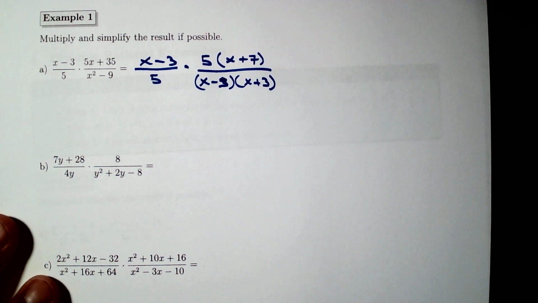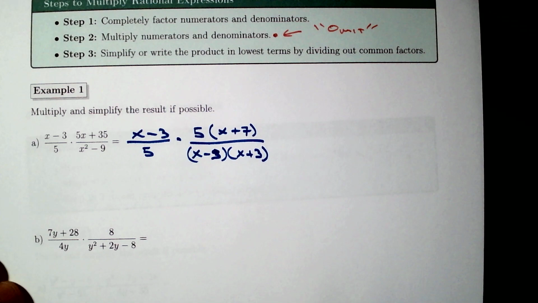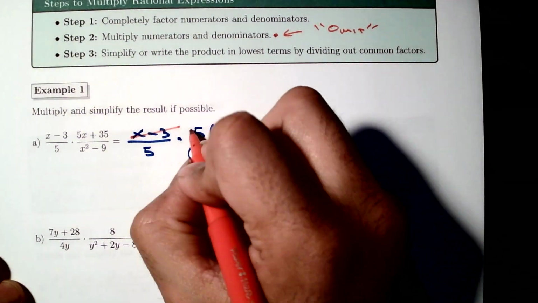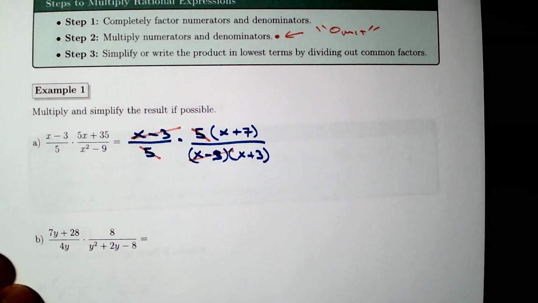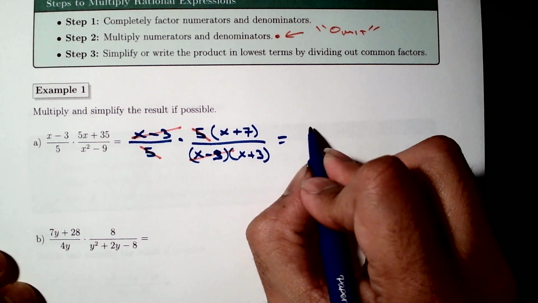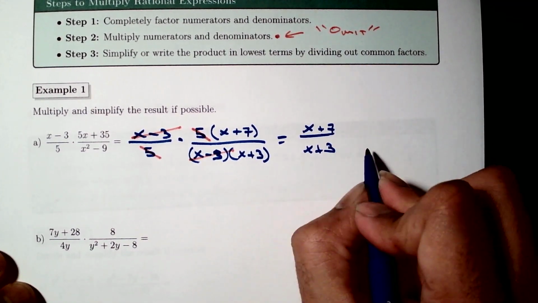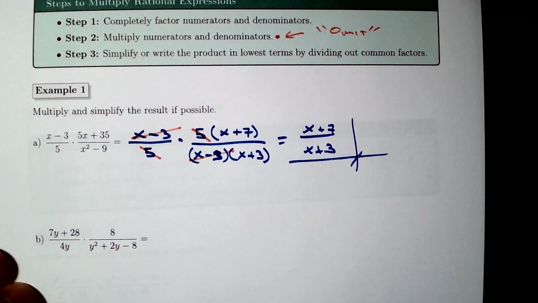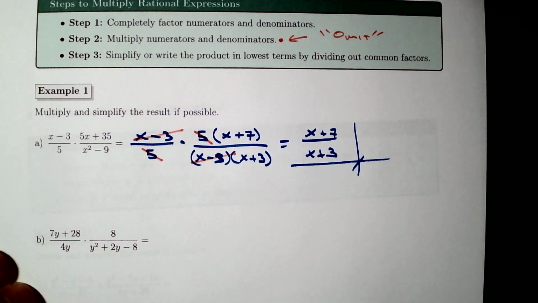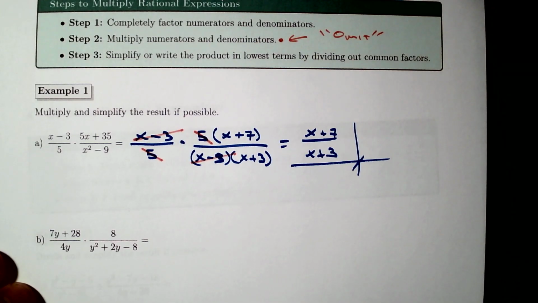And in this case, the reason why I'm going to omit the multiplication is because from here, we can divide out x minus 3 and divide out the 5's, leaving us with x plus 7 in the numerator and x plus 3 in the denominator. And this is final answer. Don't you dare to cancel these x's. You know what happens when you cancel those x's. You know, a kitty dies every time we do that.